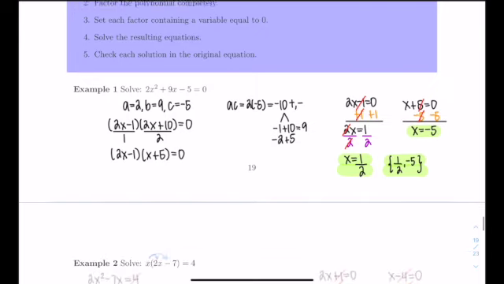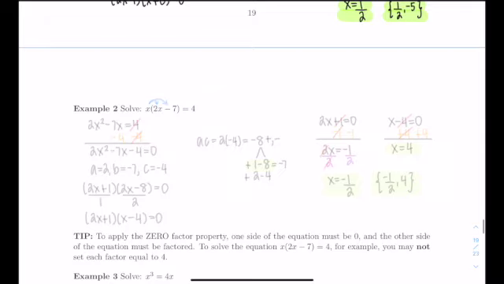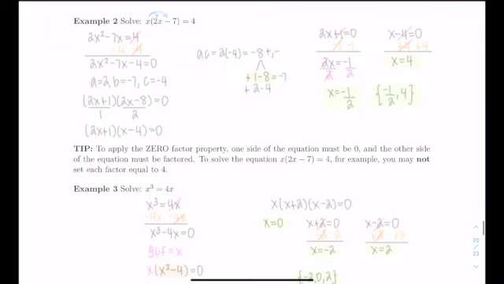Let's look at example number 2. x times 2x minus 7 equals 4. So there's some issues with this. First thing is that it's not set equal to 0. But before I move that 4, I need to distribute this x to both pieces. So we end up with 2x squared minus 7x equals 4.